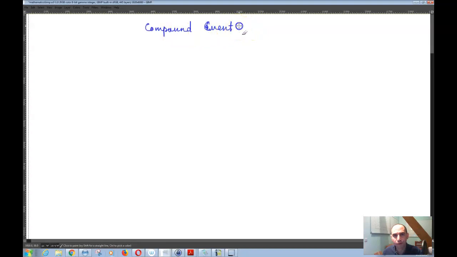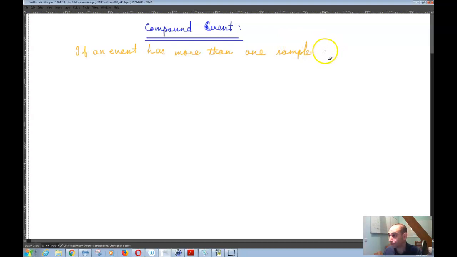And what a compound event is, basically: if an event has more than one sample point, it is called a compound event.